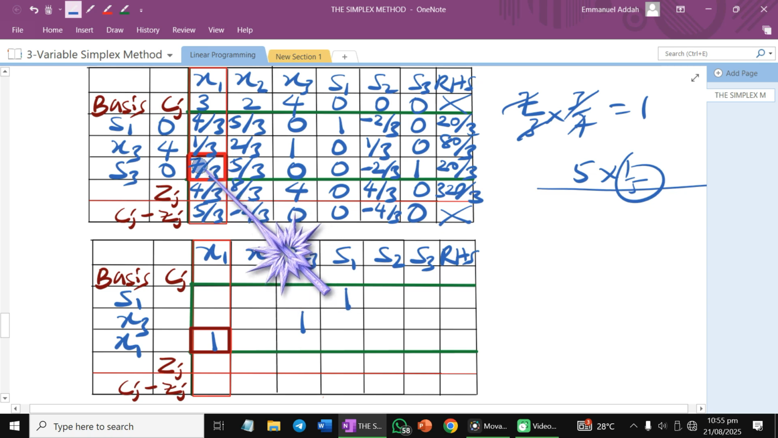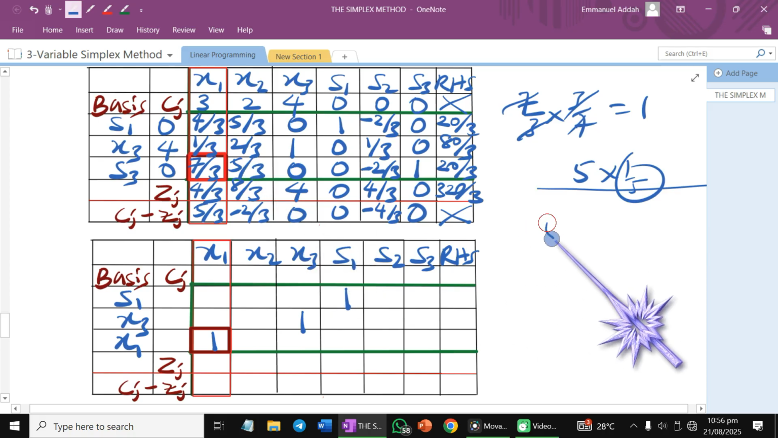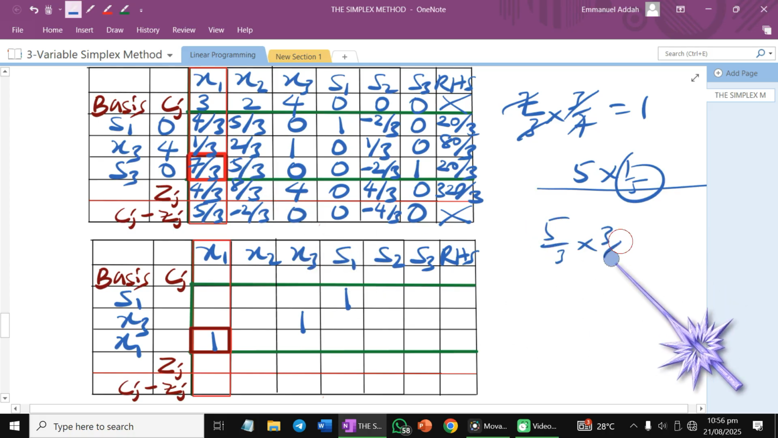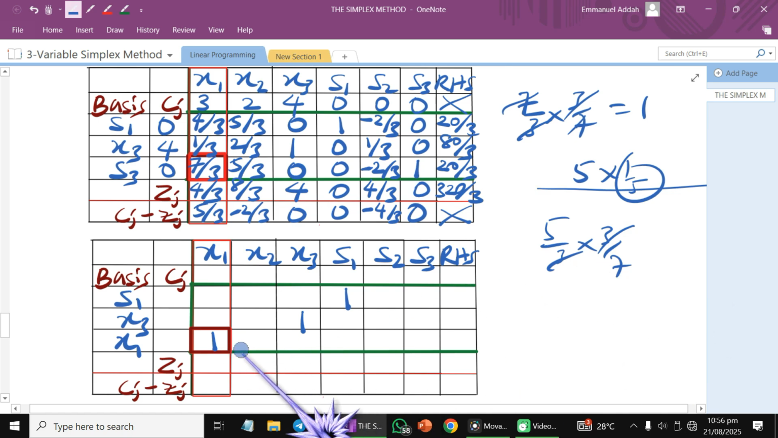So, what do you use to multiply the value here to get 1? It is 3 over 7. We therefore multiply every value on that row by 3 over 7. Meanwhile, notice this place is a green line. You must not compute beyond this line to your left. You start from this X1 to your right. So you multiply each term by 3 over 7. So come here, 5 over 3 times 3 over 7, that will be 5 over 7. So here it's going to be 5 over 7.